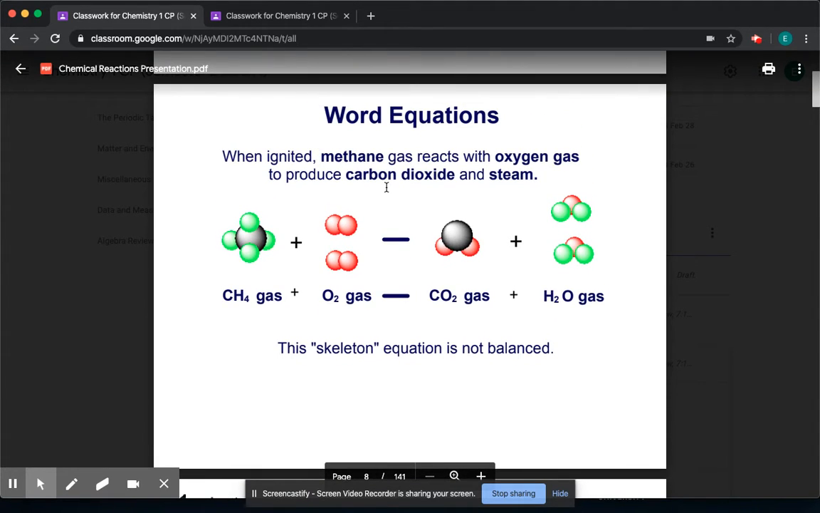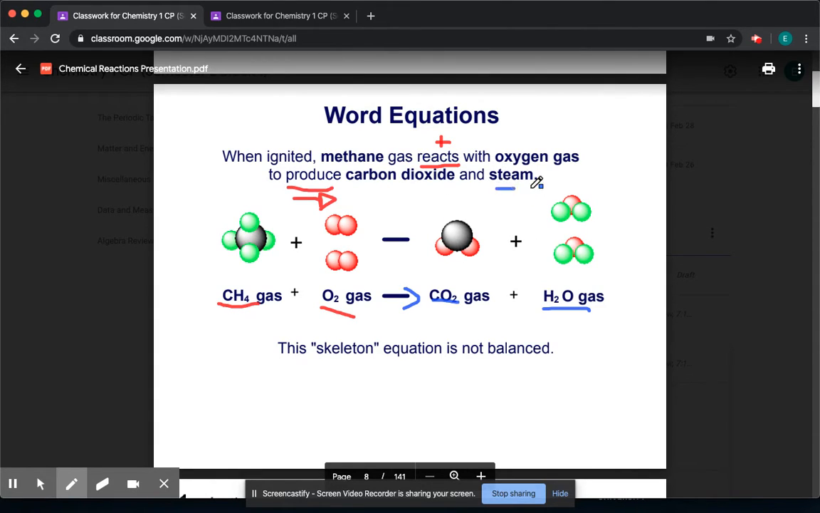So here's another example. This is the example we did in the beginning. Methane gas reacts. That's your cue to put the plus sign. Methane reacts with oxygen to produce. Produce is your cue to put the arrow. Carbon dioxide, which is CO2, and steam. Reactant, reactant, product, product. Methane reacts with oxygen to produce carbon dioxide and steam.